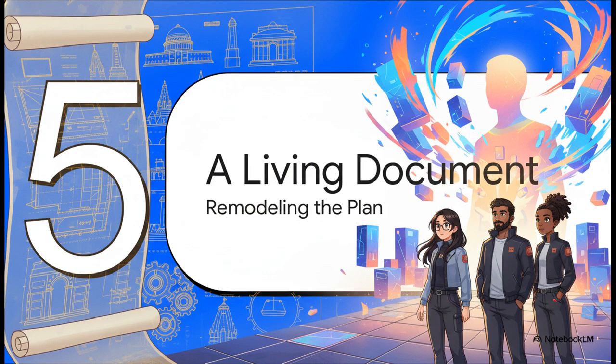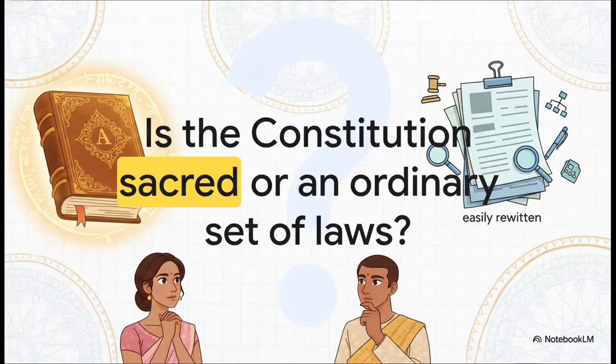Which brings us to our final part today, Section 5, a living document: remodeling the blueprint. You see, an effective architectural master plan for a nation just can't be completely static. Society evolves, right? And the blueprint has to be capable of being remodeled. Which brings up a really fascinating question. Is a constitution a sacred, untouchable document? Or is it more like an ordinary set of laws that we should just easily rewrite to fit modern times?